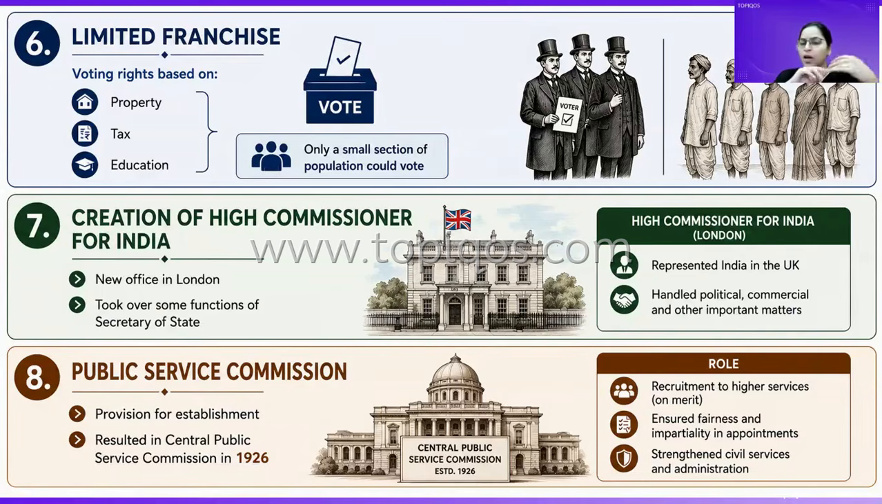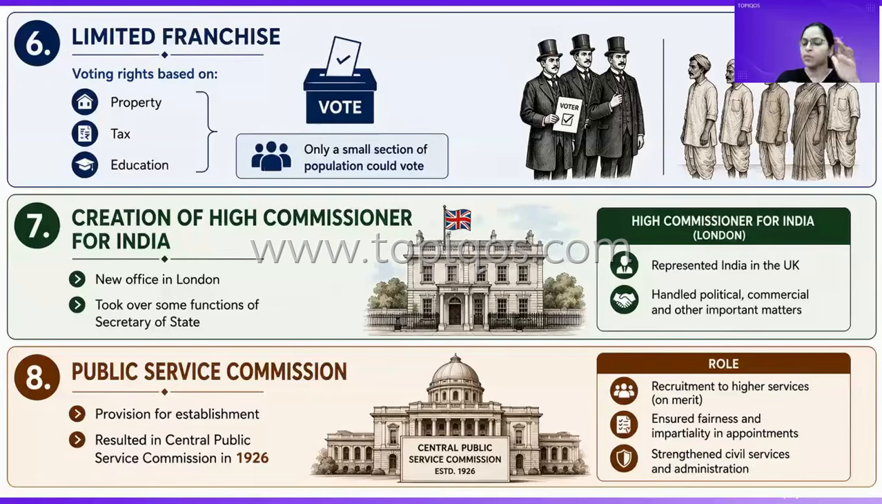Next important thing, a new office was created in London. Here Indians demanded the abolition of the Indian Council, but instead of that, they created a new office in London, and that came to be known as the High Commissioner for India, London. Okay, so please remember this new office in London, and some of the functions of the Secretary of State for India were transferred to this High Commissioner for India in London. Okay, that you have to remember.